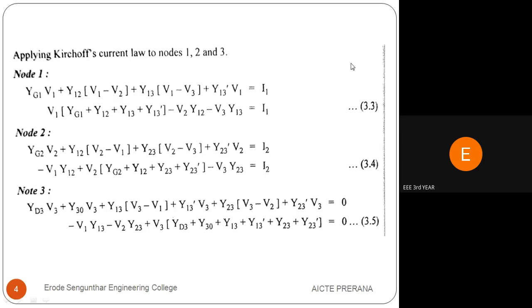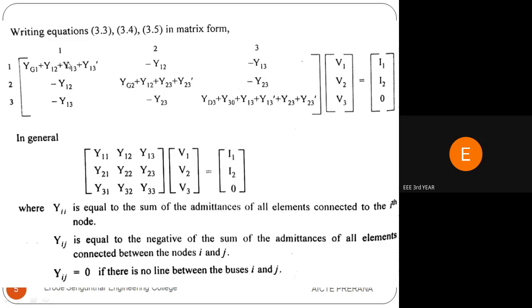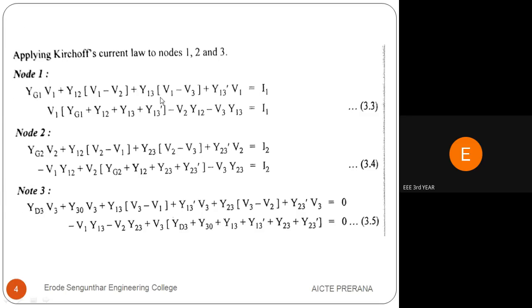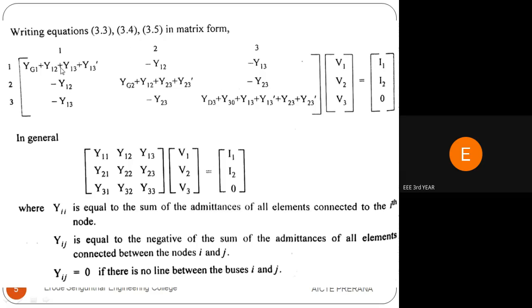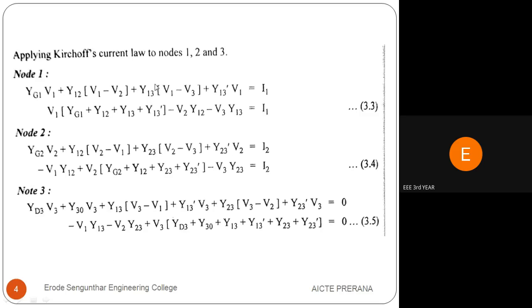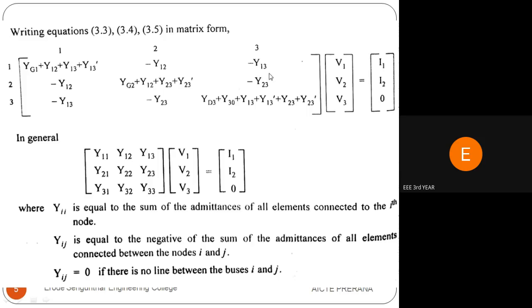Consider equations 3.3, 3.4, and 3.5. From equation 3.3, we can write the first column of the matrix. First column means we have to write this V1 value, V2 value, and V3 value: Y1 plus Y2, and in the second column we have written minus Y1, that is minus Y1, and in the third column, minus Y2. In that we have to mention minus.